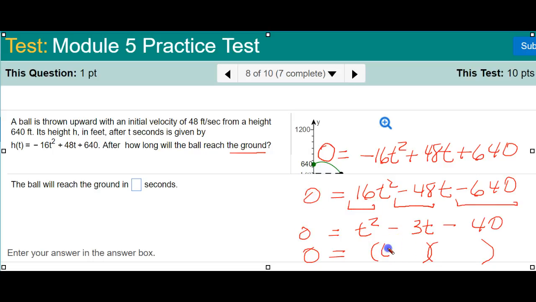And this is t, and this is t, and this is 8, and this is 5. And one's going to be negative, and one's going to be positive. And we will reject the negative one once we find our answer. So there's a good hint then of how to do this.